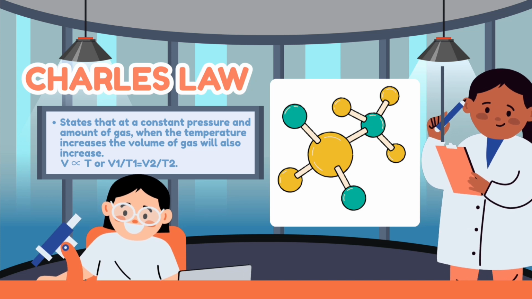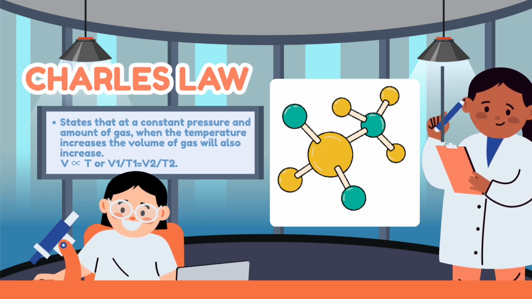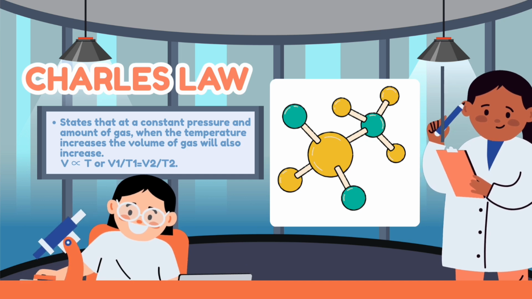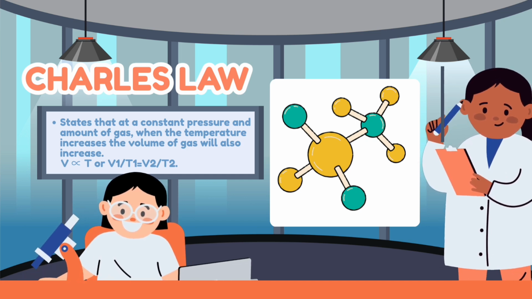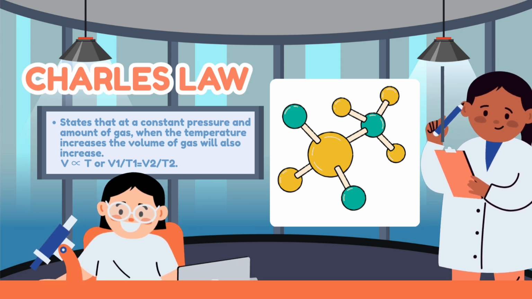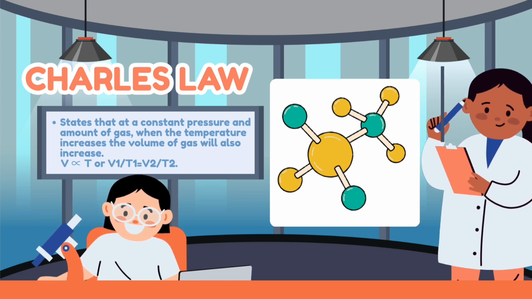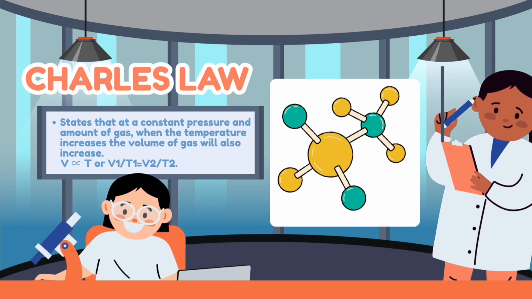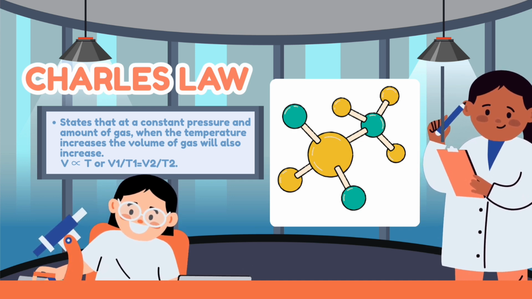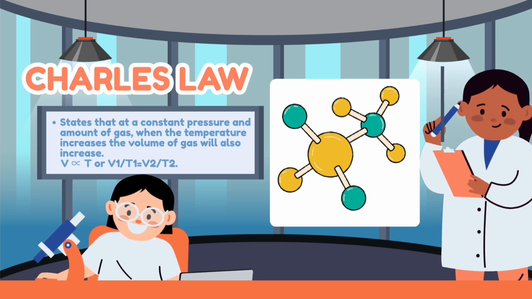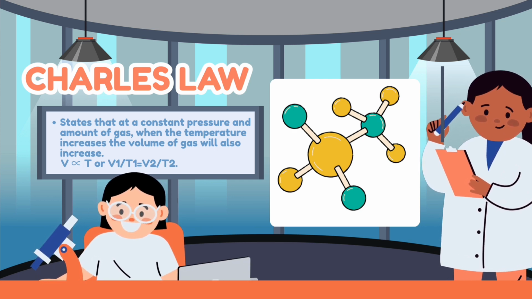It only states that at a constant pressure and amount of gas, when the temperature increases, the volume of the gas will also increase. In simple terms, this law states that when the pressure and amount of gas are constant, the temperature and volume of the gas will be directly proportional. In mathematical computation, we can express this as volume is directly proportional to temperature, or V over T is equal to k. We can also use V1 over T1 is equal to V2 over T2.